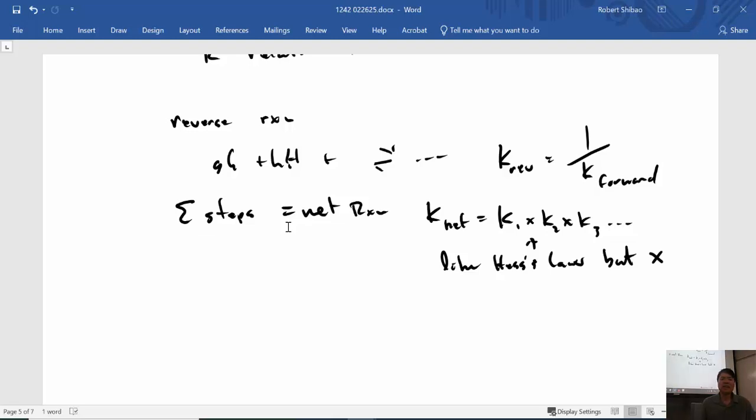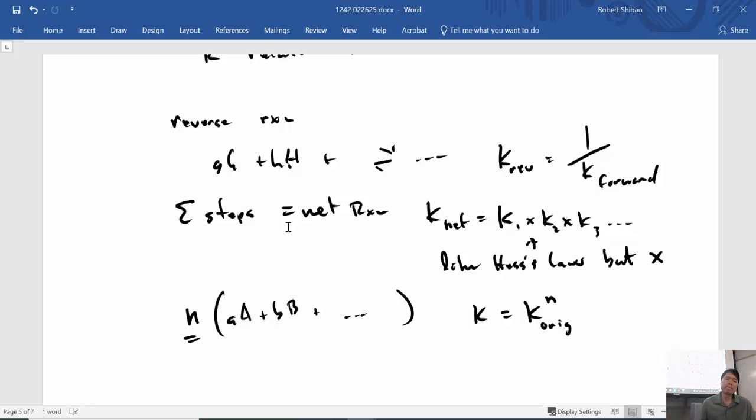If we multiply, let's say we have our reaction and we multiply it by N. So this is N times AA plus BB plus etc. If we multiply by this N, then K for this is equal to K of the original raised to the nth power. So if we double everything, then we have to square the original K.